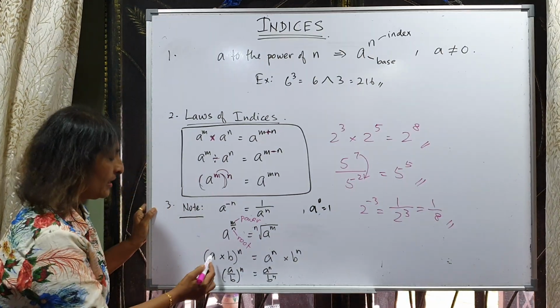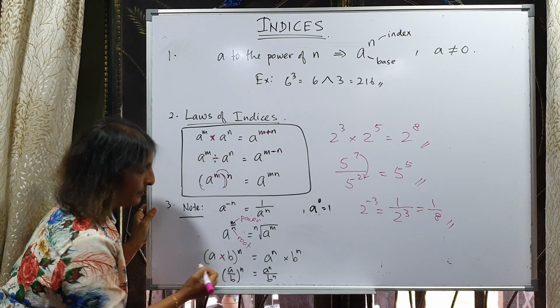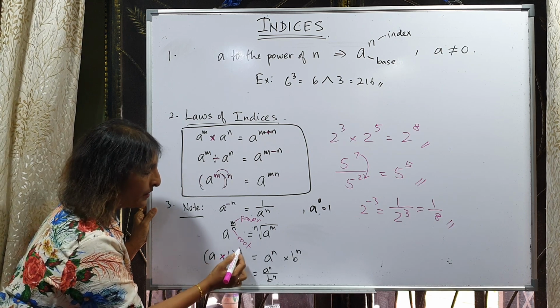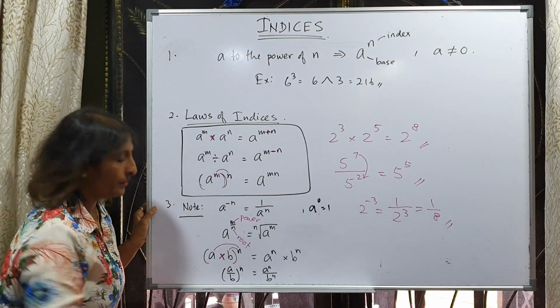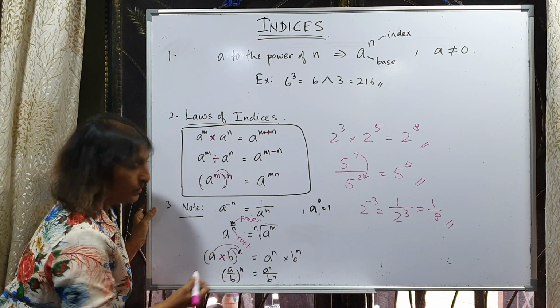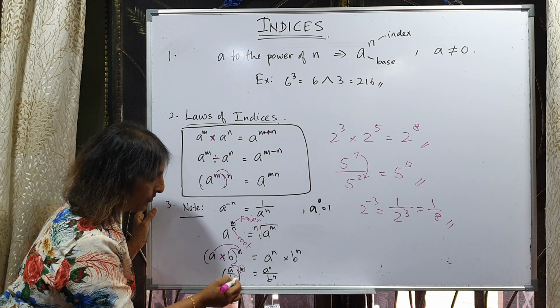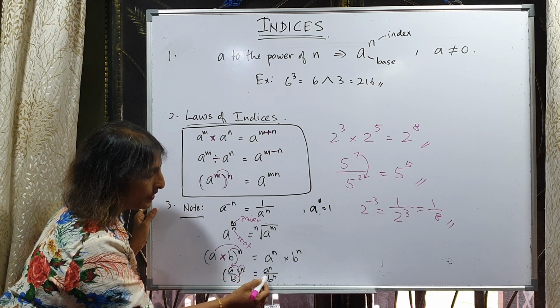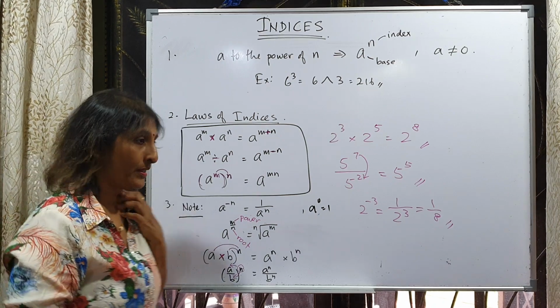If you have a times b and the power is outside, the power applies to both. It becomes a to the power n times b to the power n. Divide is also the same. The power applies to the top and bottom, so you get a to the power n over b to the power n. All these things you must know when you do the questions.